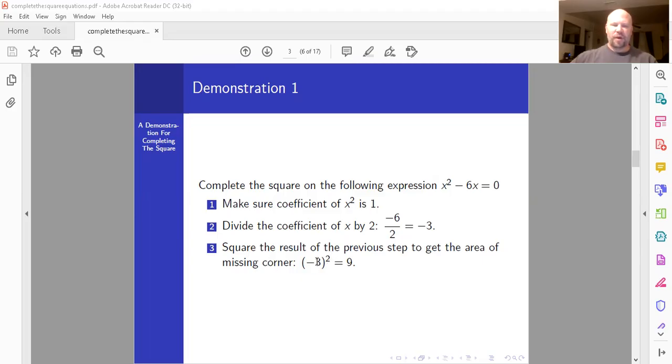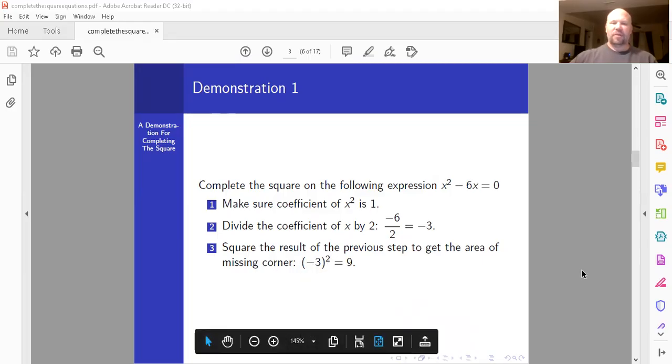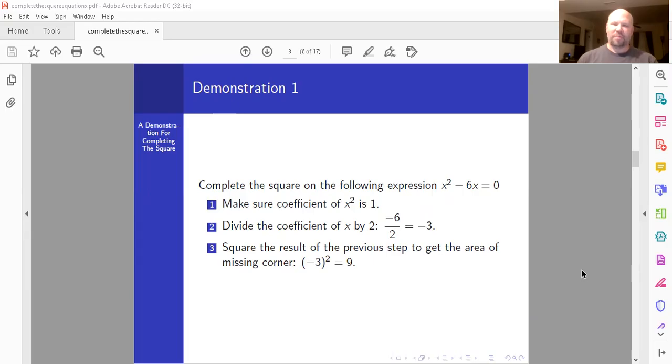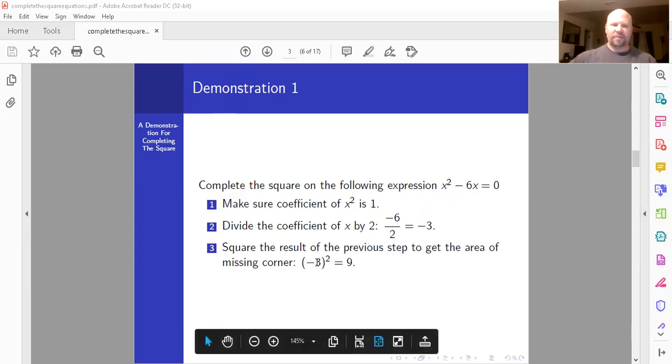Take negative 3 squared. We put parentheses around it. So we have negative 3 times negative 3. Remember, this is the area of a missing corner, so that result should always be a positive value. And negative 3 times negative 3 is 9.